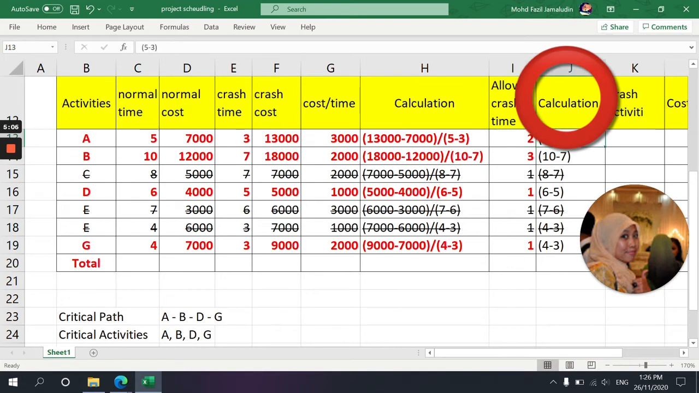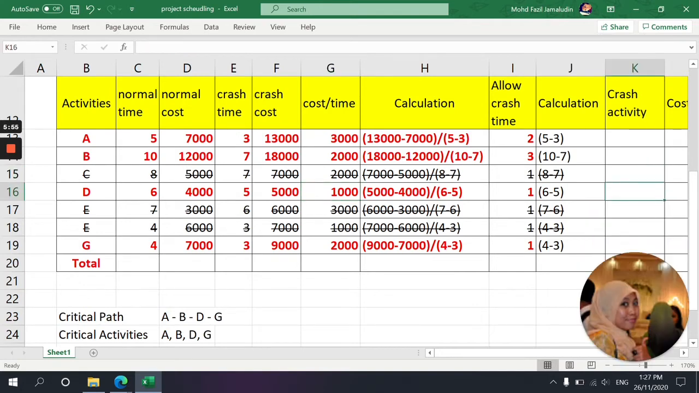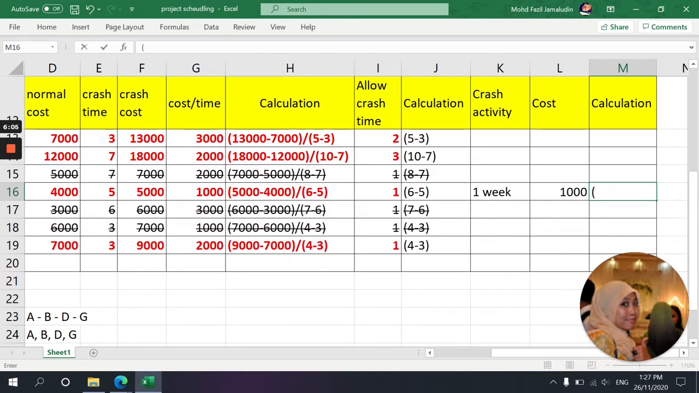Okay, so this is the calculation. Same goes to B and D and G. So I've stated the allowed time to crash for each activity, only for the critical activities. For D, the time that is allowed to be crashed is 1 only. So we choose D because of the minimum cost per time. This is crash activity by 1 week, and the cost is 1,000. The calculation is 1 week times 1,000.